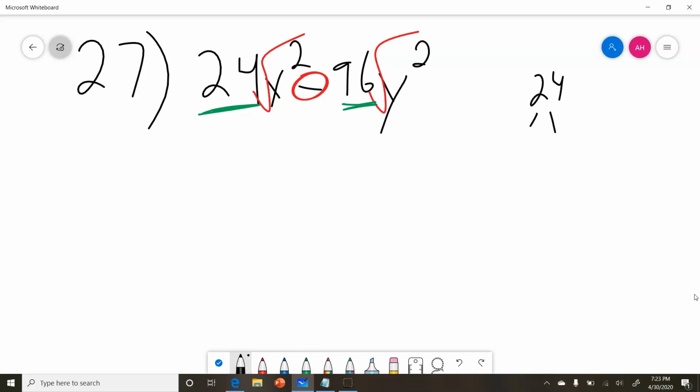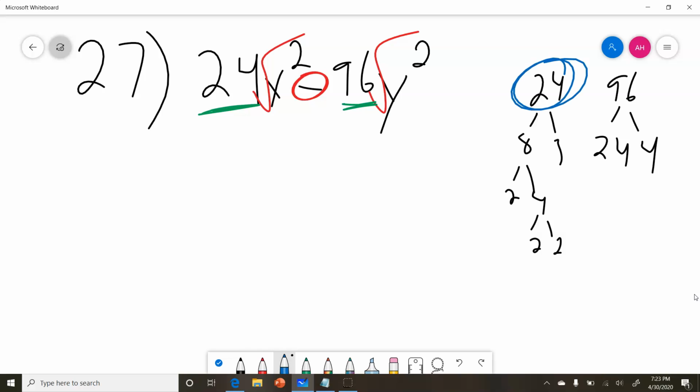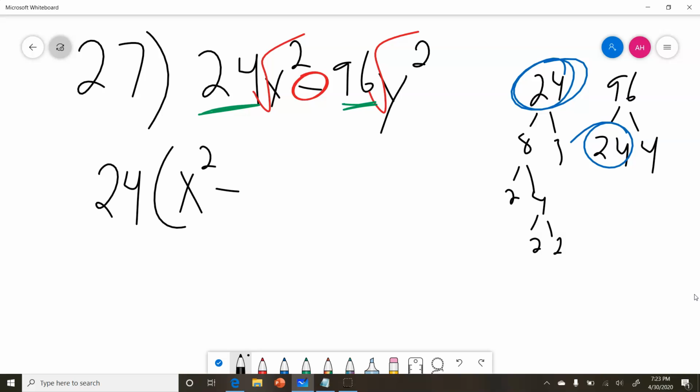So 24 splits into 8 and 3, and then 2 and 4, and 2 and 2, right? And then 96, look at this, 96 actually splits into 24 and 4. So now I see the greatest common factor here is actually 24. So I can pull a whole 24 out of there. So I pull 24 out, and I'm left with x squared minus 4y squared.